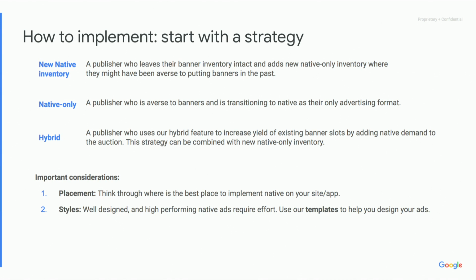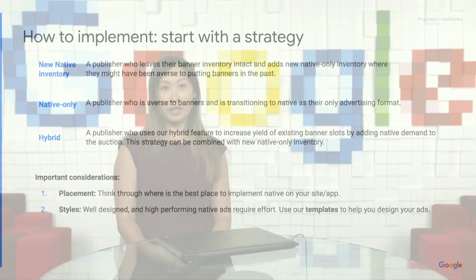So there are two critical points for publishers to consider when starting native: placement and styles. When it comes to placement, it's extremely critical for your native strategy. Publishers really need to consider where is the best place to implement native on your site or app. Styles as well. Creating a good-looking, high-performing native ad requires effort and skill. We strongly encourage publishers to use our templates as a starting point and to involve your design and engineering teams in the process.